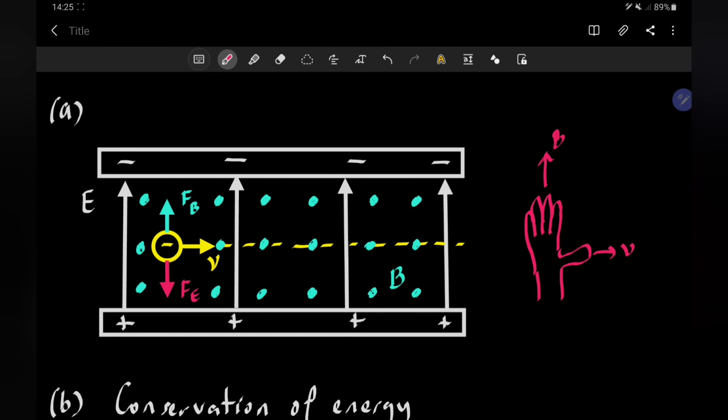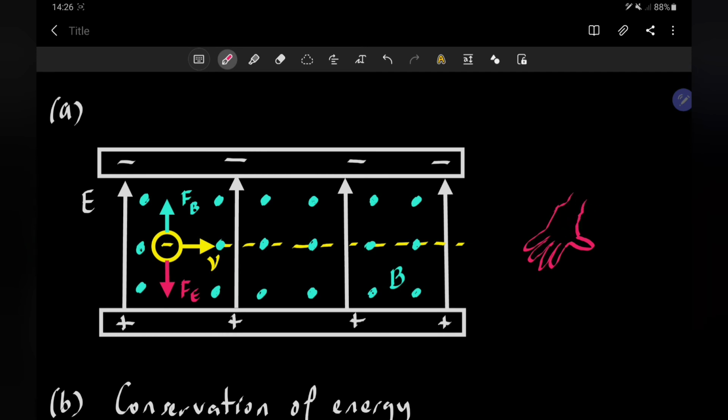Sorry, it's not B. We need Fb. Sorry, wrong figure. So our hand should be like this now. How to draw the hand? Okay. In 3D, these are our four fingers, and this is the thumb.